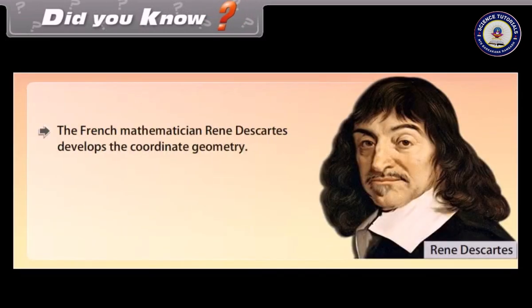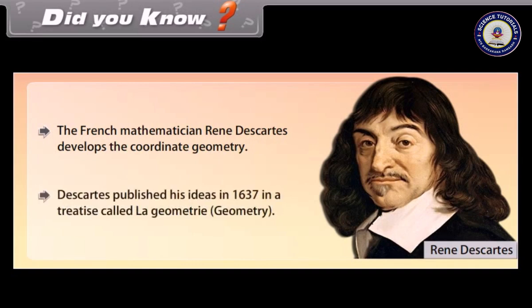Did you know? The French mathematician René Descartes developed coordinate geometry. Descartes published his ideas in 1637 in a treatise called La Geometrie.